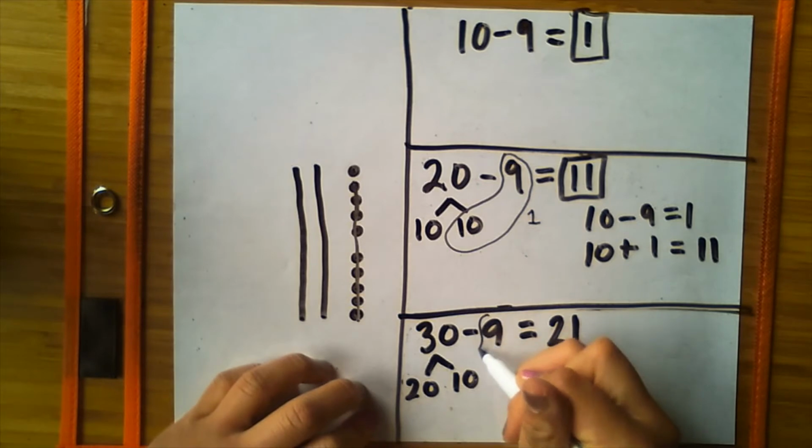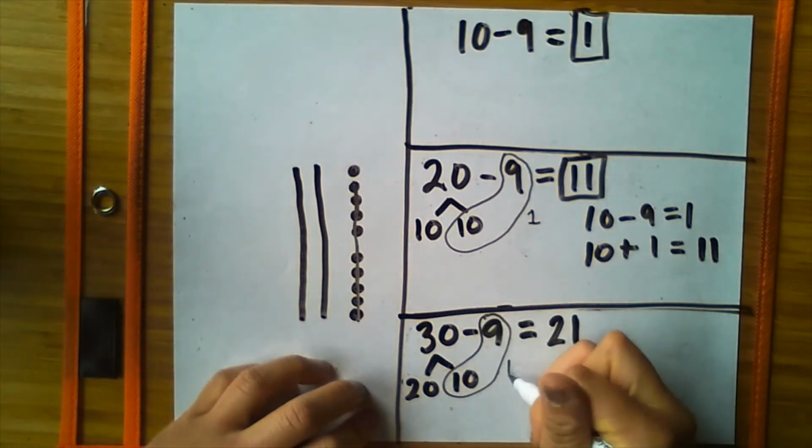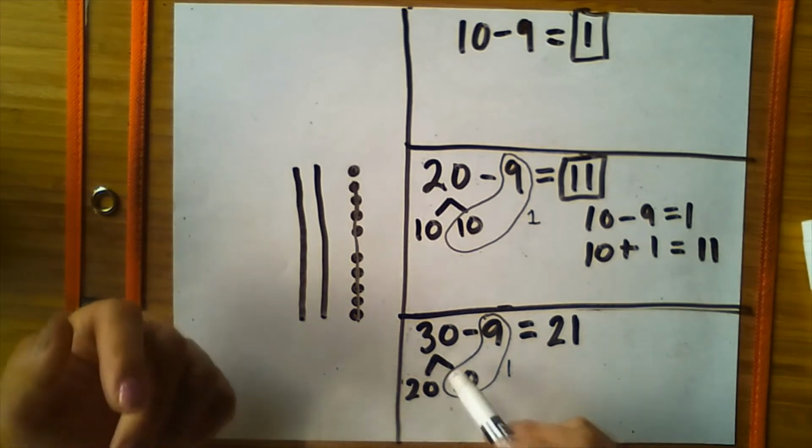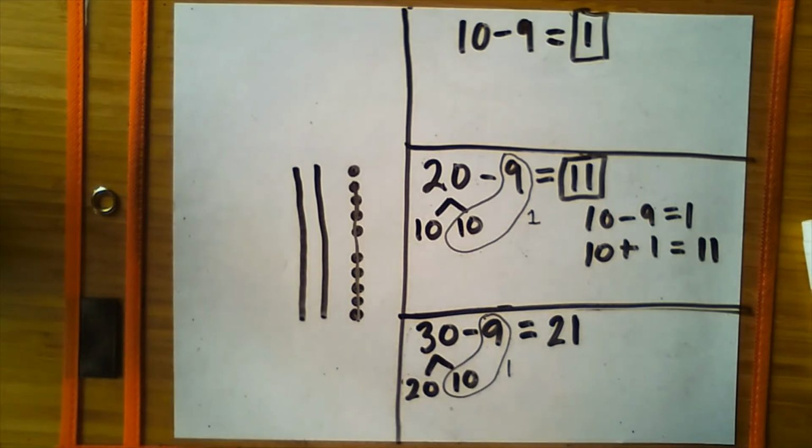So let's go ahead and group that. I know that 30 is made up of 20 and 10. And 10 minus 9 is 1. So then I'm going to add 20.